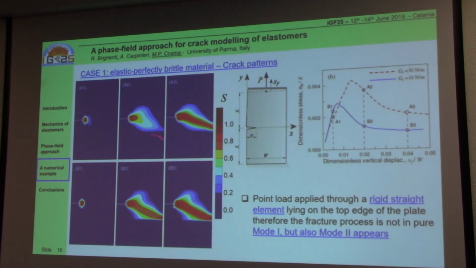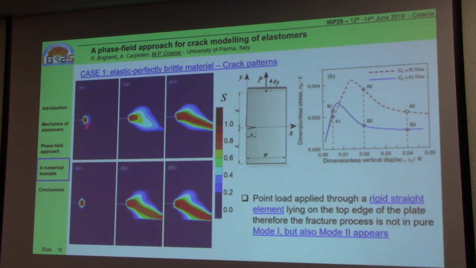In terms of crack pattern, of course, the crack is not a good approximation in this case because we have used a not fine mesh, so a length parameter which is larger, and we have a crack that is quite poor. Anyway, this is the crack for the elastic perfectly brittle material, and here we can see that the crack propagates by using mode 1, but mode 2 also appears. This is maybe because there is a rigid rotation here, because for our convenience we have modeled the top of the plate by using rigid elements.